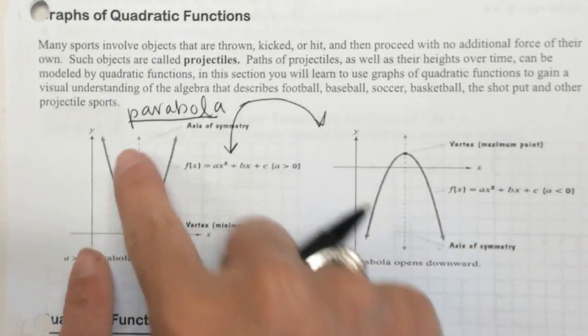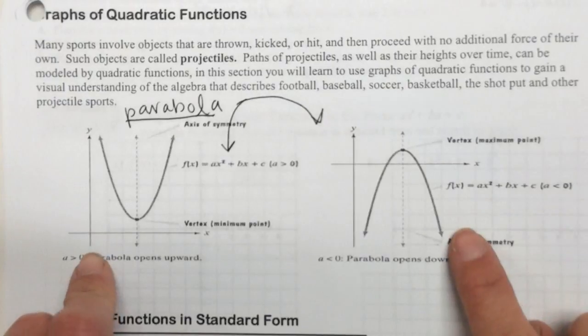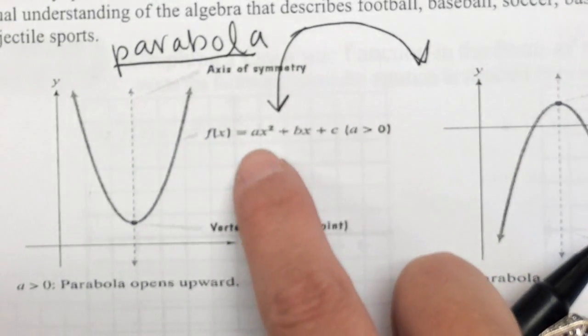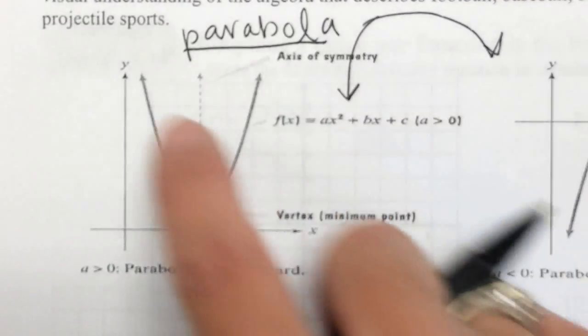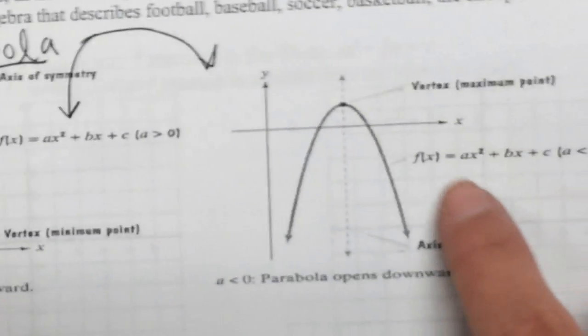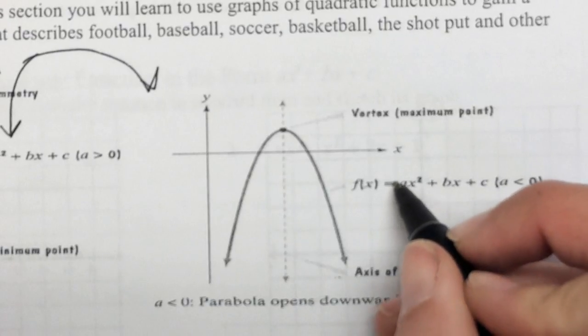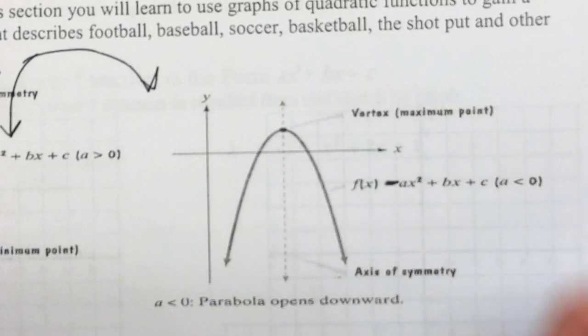Now notice how this one's right side up, this one's upside down? That depends on what number is out front. So if your A is positive, that's when it's like this. If your A, so the first coefficient, is negative, it'll look like this, upside down.